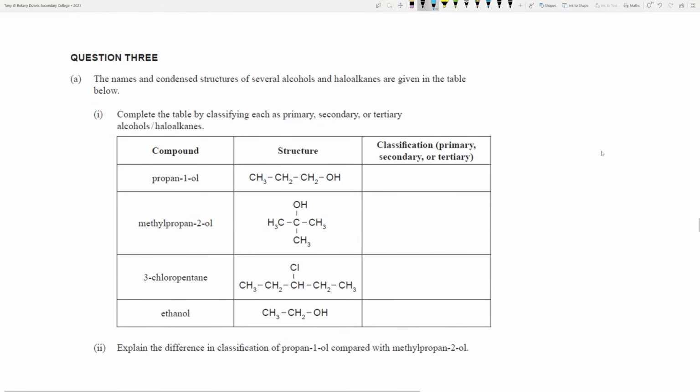Now complete the table classifying each. This is where you need to look at the OH. The OH is bonding to a carbon that's only bonding to one other carbon, so this is primary. This OH is bonding to a carbon that's bonding to 1, 2, 3 carbons, so this is tertiary. This Cl is bonding to a C, which is bonding to 2 other Cs, hence this is secondary. The OH is bonding to a C, which is bonding to 1 other C, so this is primary.